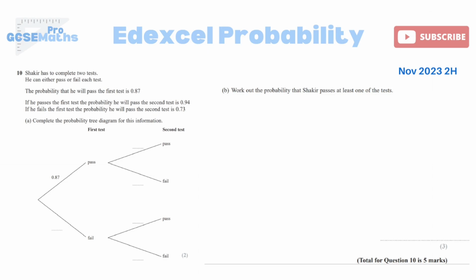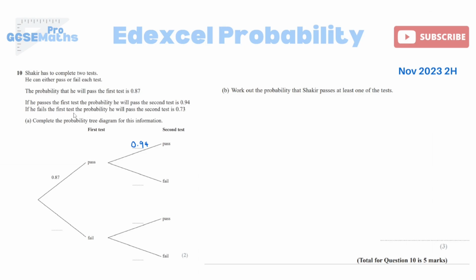Okay, our next question, we've got a probability tree that's half drawn for us, and then a part B question. So Shakir has to complete 2 tests. He can either pass or fail each test. The probability that he will pass the first test is 0.87, which you can see is written here. If he passes the first test, the probability he will pass the second one is 0.94, which goes here. So that's only if he's passed the first one, so it's up here.